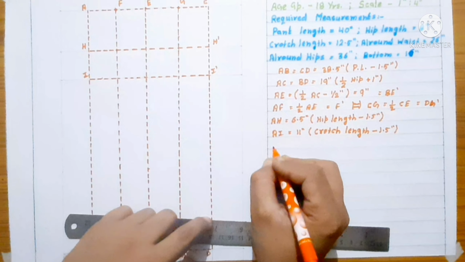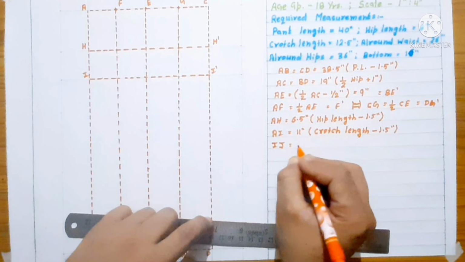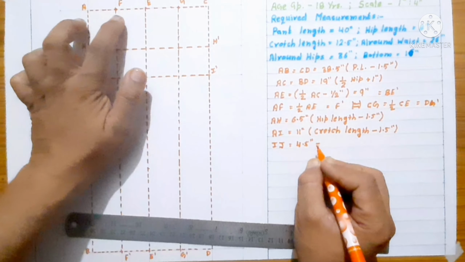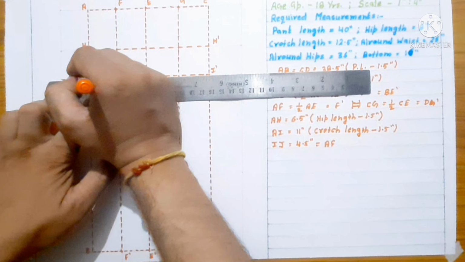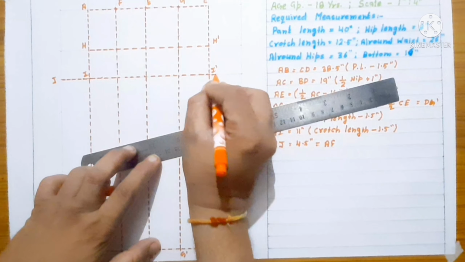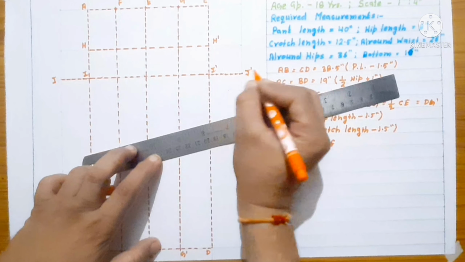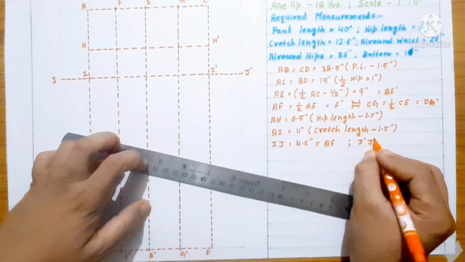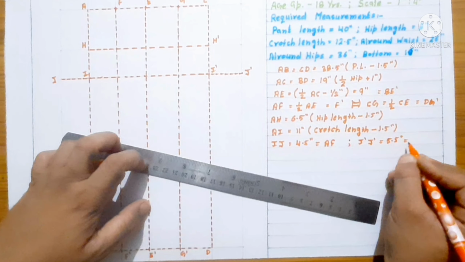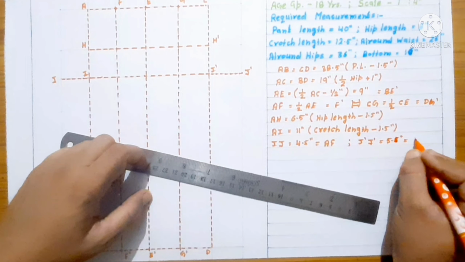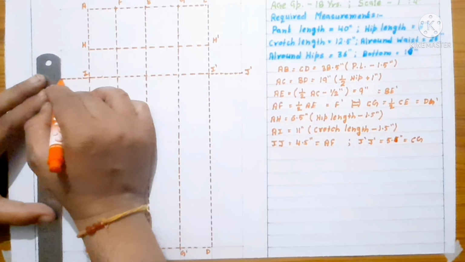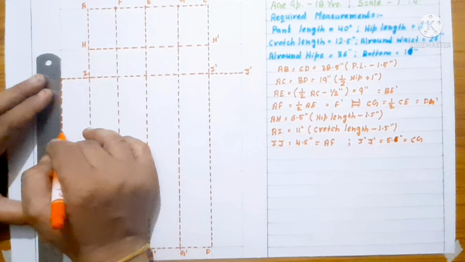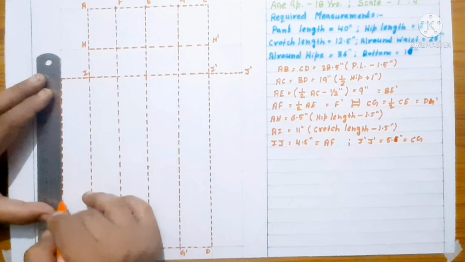So this is done. Now we'll extend the point I to J such that IJ is equal to 4.5 inches, that means equal to AF. Whatever the length of AF is, you just have to extend the point I to J by the same length. This is J. On the other side, we'll extend the point I dash to J dash such that I dash J dash is equal to CG. And now we'll square out a line. It is optional. If you want to square out, you can. If you don't want to, you may skip it.